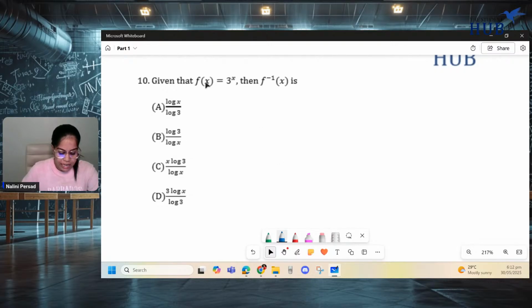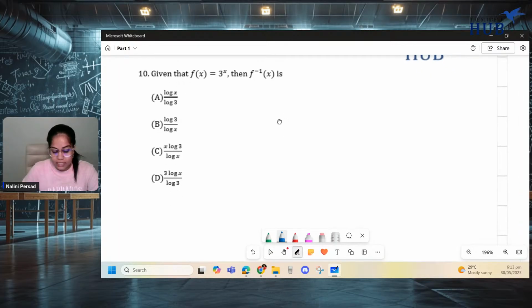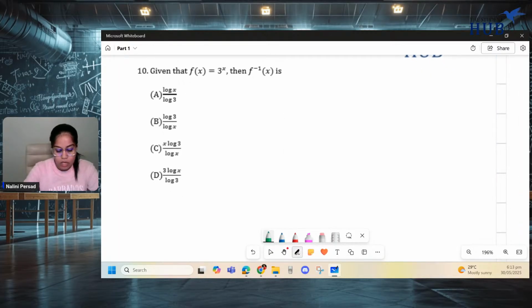We have the function f of x, it is equal to 3 to the power of x. Then f inverse of x. We need to find the inverse function. So for the inverse function, there are 3 steps. The first thing that we have to do, just writing it for you guys, we're going to let y be equal to the function. So y is equal to 3 to the x.